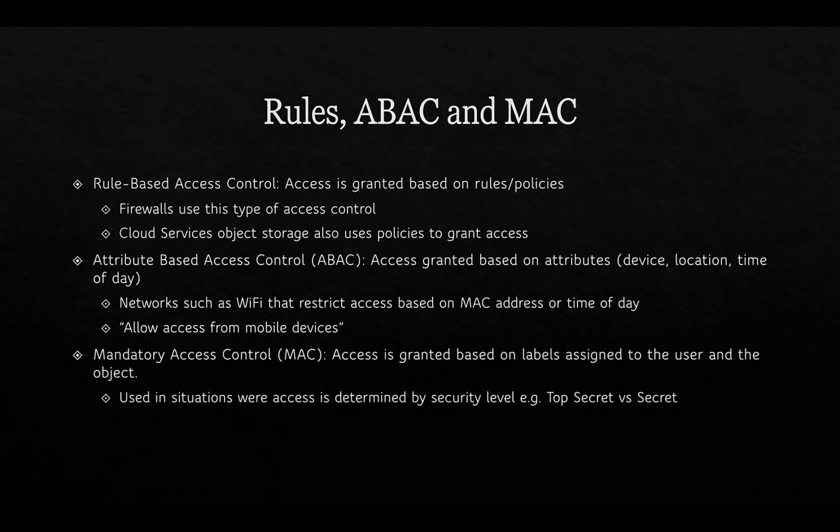Attribute-based access control is access granted on the basis of attributes, so the device, location, time of day. So networks such as Wi-Fi may restrict access based on a MAC address or the time of day. So at home, for example, you might have a router that essentially only allows the devices that you've registered with it to access the network, and that's another sort of security mechanism. You can also say things like allow access from mobile devices but nothing else.